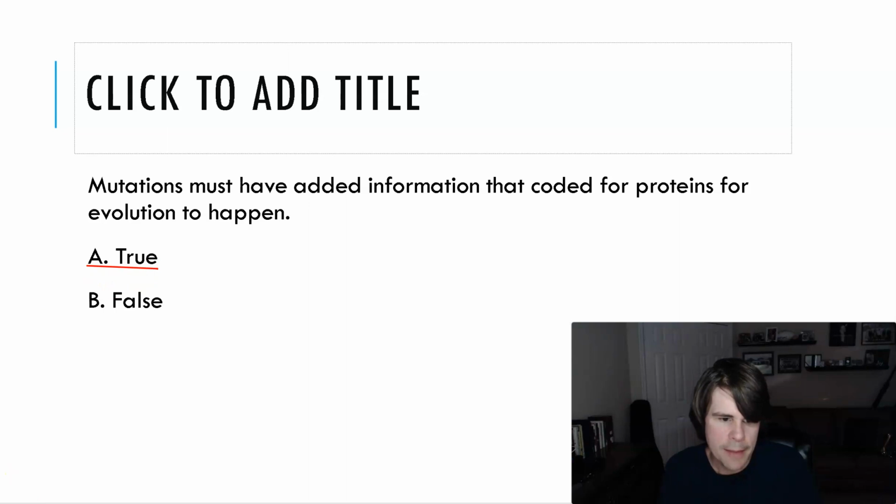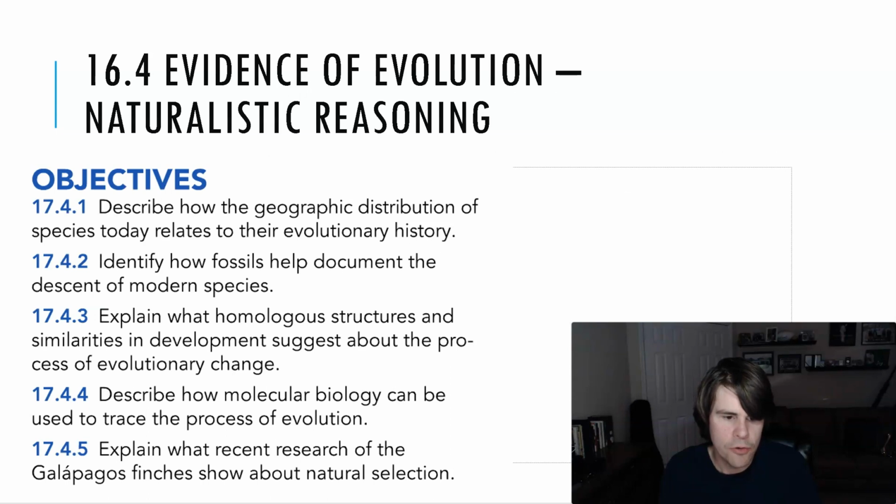I also want to continue on and cover the last section with you, and this is 17.4. I'm sorry, this should say 17.4. Evidence of evolution, naturalistic reasoning. You can read over these objectives right here, but basically we're going to be talking about geographic distribution, briefly on fossils, homologous structures versus analogous structures, molecular biology, and then I'm going to talk to you about a video that I want you to watch.